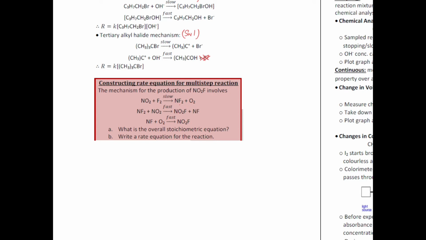Okay, now let's cut away NF2, NF, and O2. So after doing so, the overall will be NO2, we have 2 of them, and F2. On the right, we have 2 NO2F.